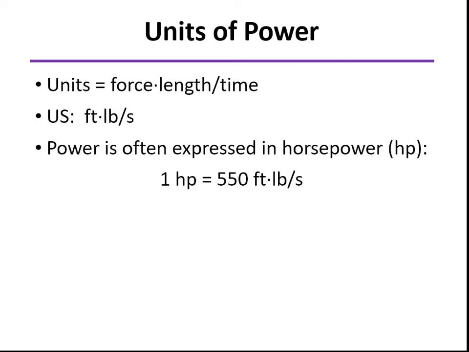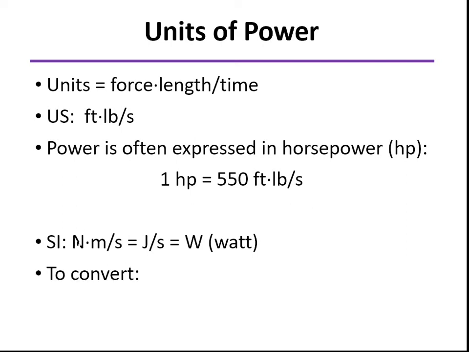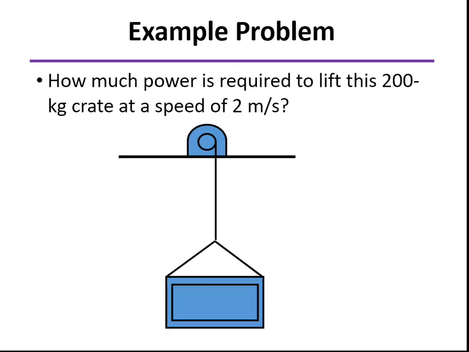In the SI system, work is Newton meter, so power would be Newton meter per second. Remember, a Newton meter we also call a joule, and a joule per second we call a watt. And to convert between the two systems, 1 horsepower is equal to 746 watts. Because often, for example, in an electric motor, we might define its output in horsepower, but the electrical power coming in we might define in watts. So we have to convert between the two of them occasionally.